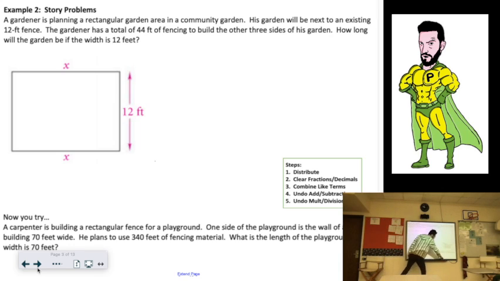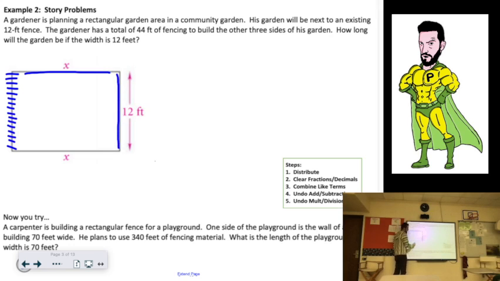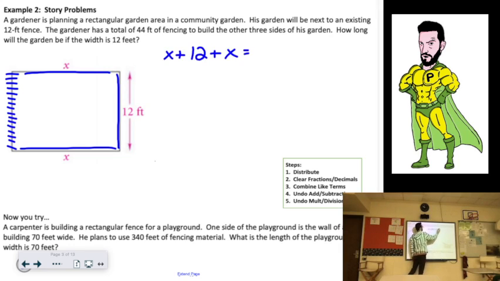So, here's our rectangle. This side already has a fence. So we don't need to re-fence that. That would be weird to have 2 fences on it. But we do need this side, which we don't know. We know that it's going to be a rectangle, so if the left side is 12 feet, that means this side will be 12 feet, and the bottom would be the same as the top. So if we add our 3 sides, x plus 12 plus x, it says we have a total of 44 feet of fencing.